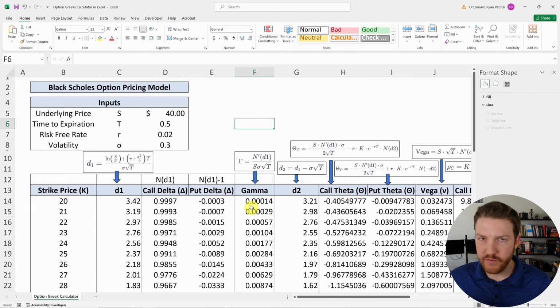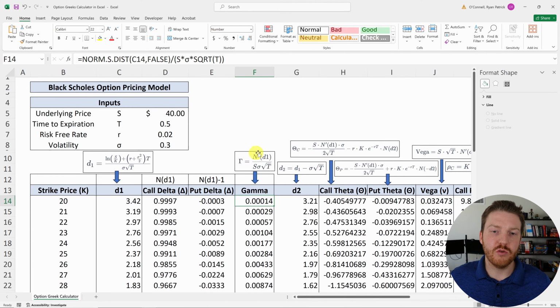So just right off the bat, gamma measures the rate of change of the option's delta. There is no difference between a gamma for a put option or a call option. It is the exact same. So we can calculate gamma using this formula right here. This is the Greek symbol for gamma.